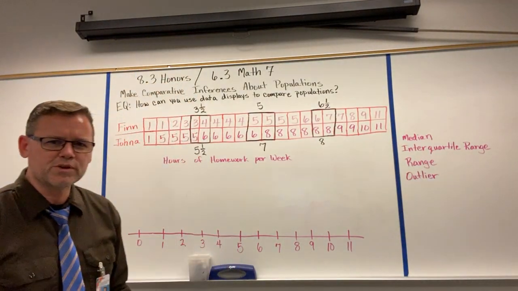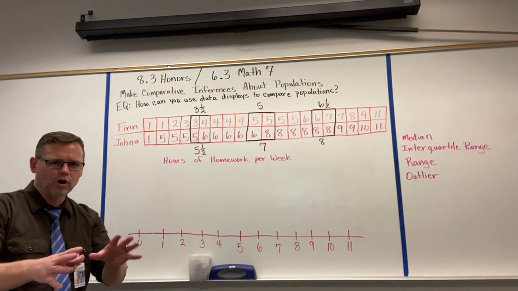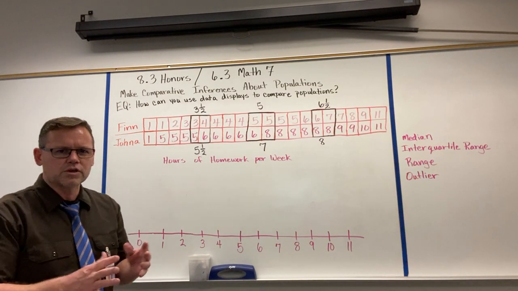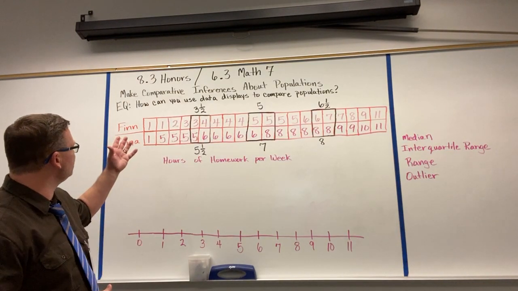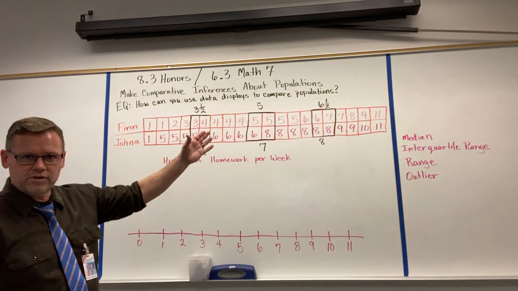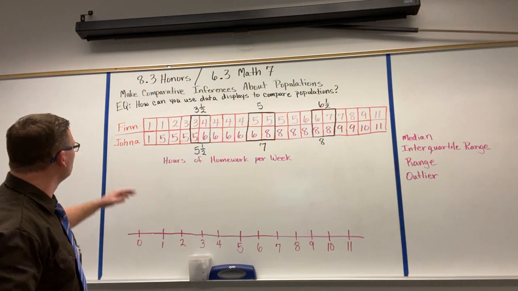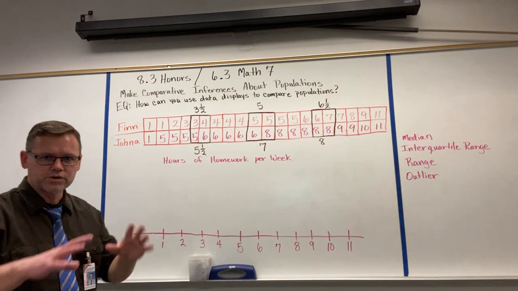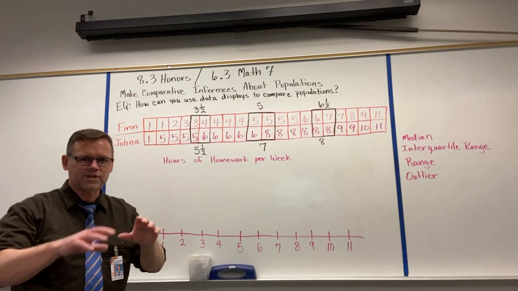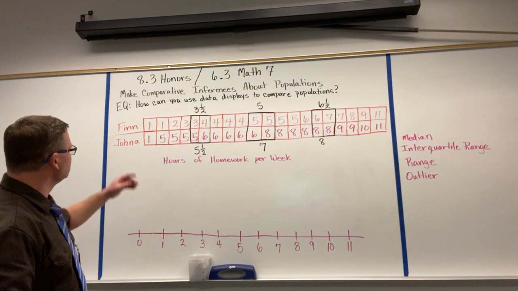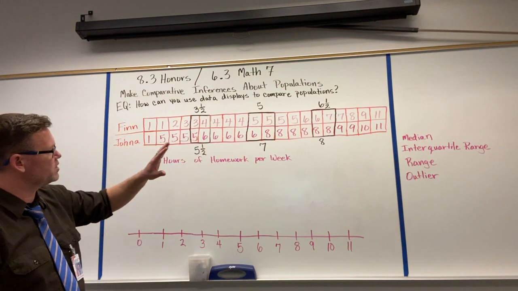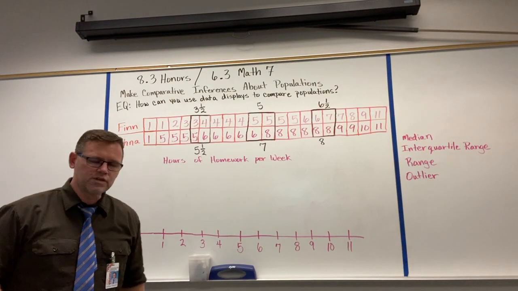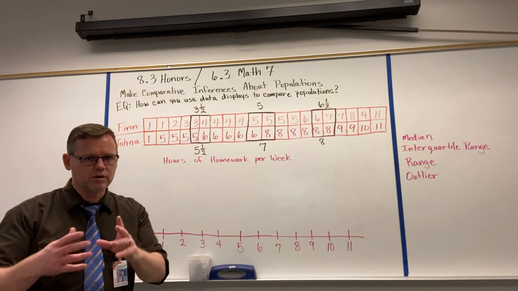Okay guys, so I hope this is close enough, but I want you to get an overall picture of what's going on. So for 8.3 for honors, 6.3 for math 7. Okay guys, we're making comparative inferences about populations. In other words, we're going to compare two sets of data. Okay? And it says, how can you use data displays to compare populations? So today we're going to focus on the box and whisker.